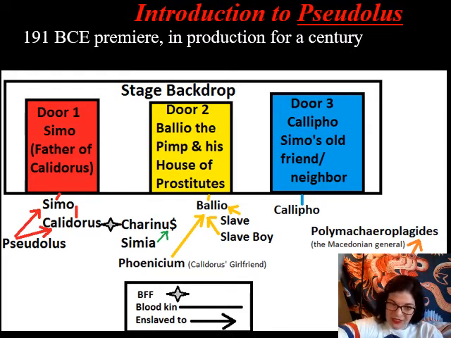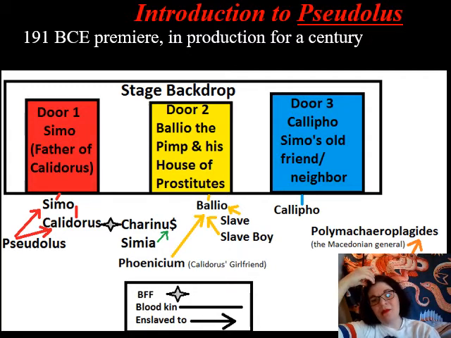So I've got folks lined up by household, and there's a key here showing who was enslaved by whom. And there's one dude who doesn't live in this neighborhood, Polymachiroplagades, yeah, that's what his name is. Polymachiroplagades is this Macedonian general who's coming from out of town, and he wants to buy Calidorus's girlfriend. So there's a bidding war between this Macedonian general and Calidorus, who's Simo's son. Simo's the old guy, he's got the money. Calidorus doesn't have money, his best friend has money, and Calidorus wants to get with Phoenician.